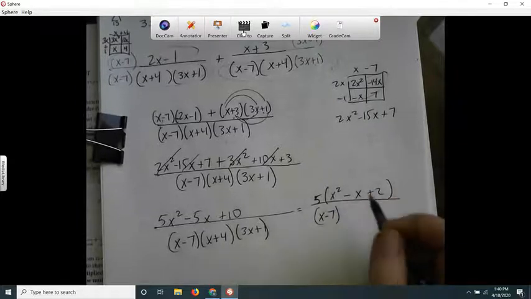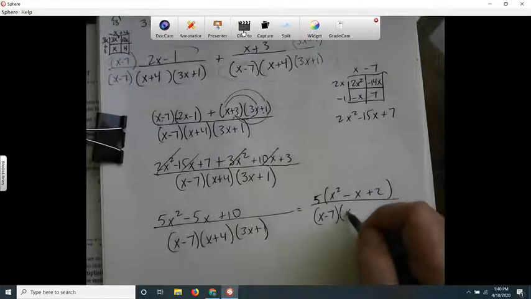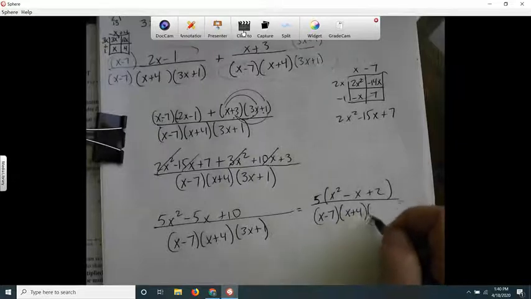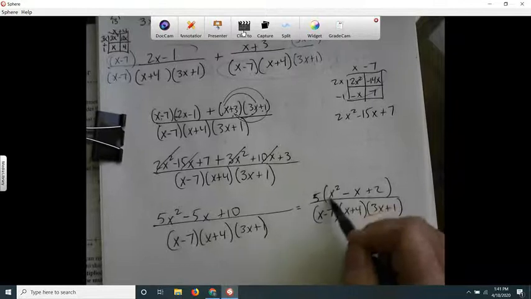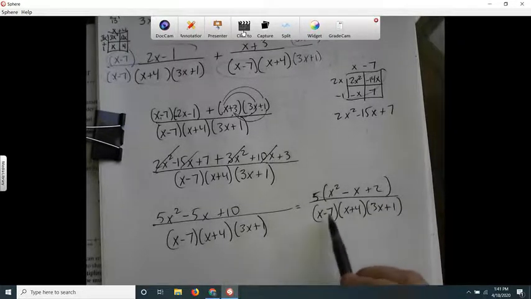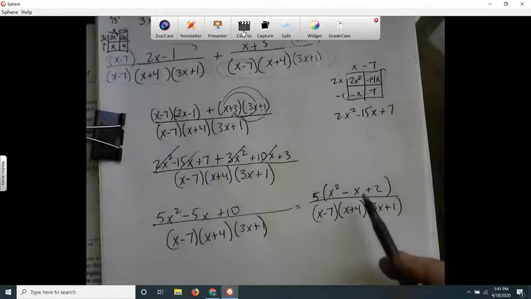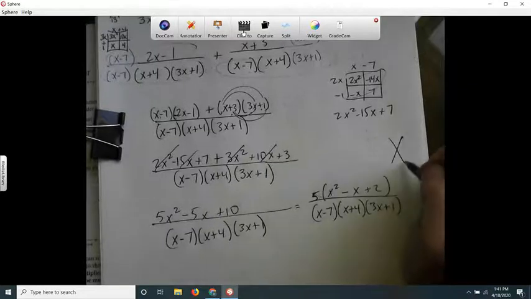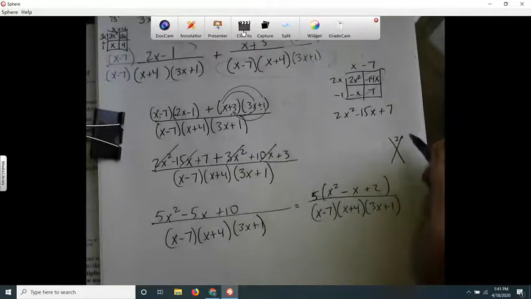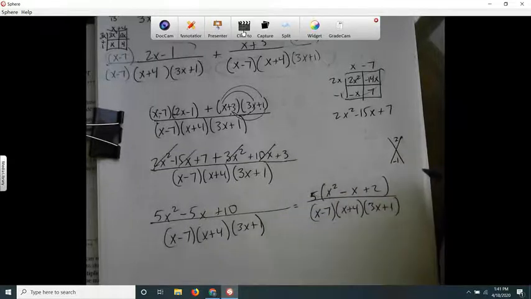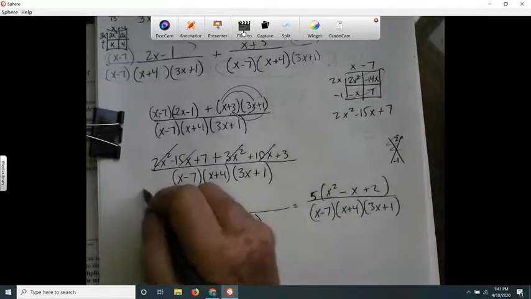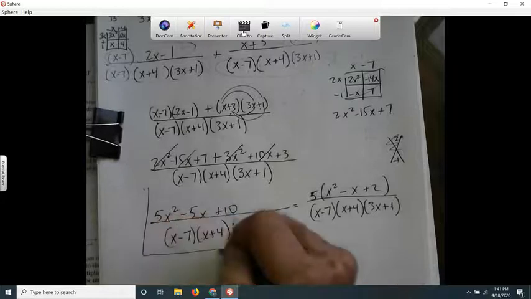I guess this right here is a little bit simplified. I would see if this factors into any of these three factors, because then I could cancel out. I'm sure it doesn't, though, because I can't think of something that multiplies to make 2 and adds to make negative 1 that would even be any of these. So this right here is fine for your answer.